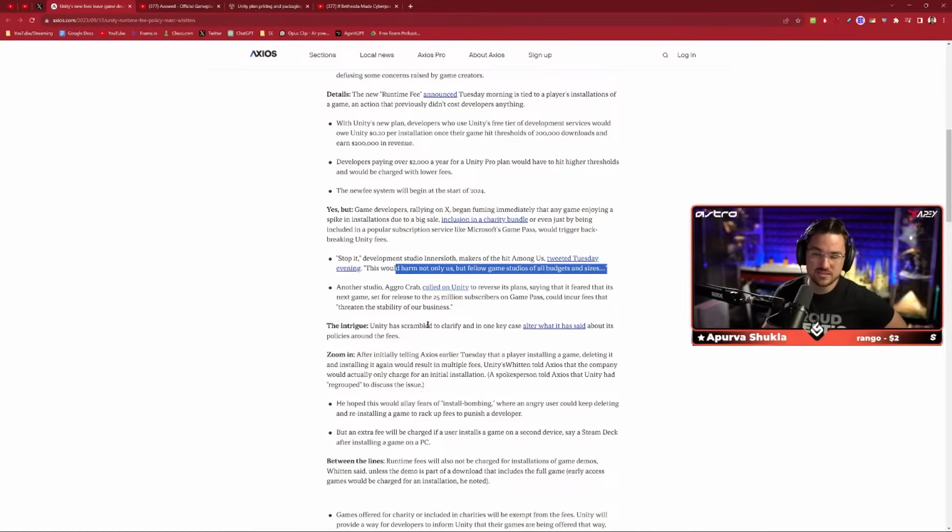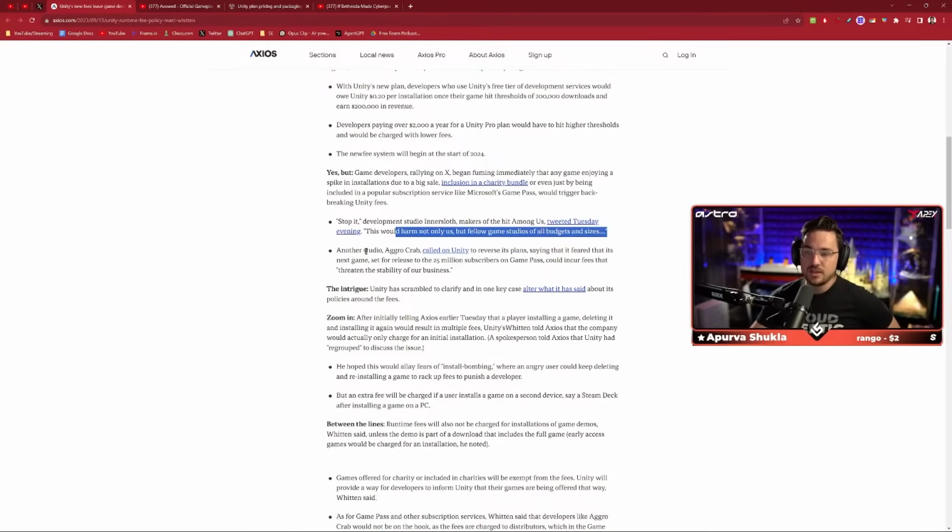It's not like they increased the licensing fees on Among Us by 2% or something. They're going after the little guys. That's what's scummy about it. Another studio, Agro Crab, called on Unity to reverse its plans, saying that it feared its next game, set for release to the 25 million subscribers on Game Pass, could incur fees that threaten the stability of our business.